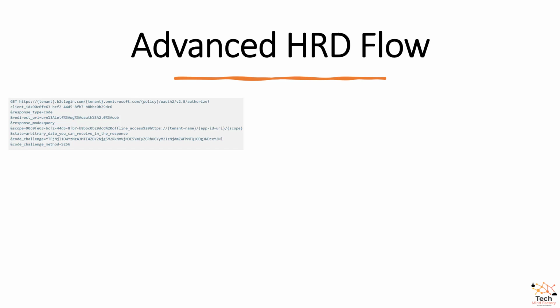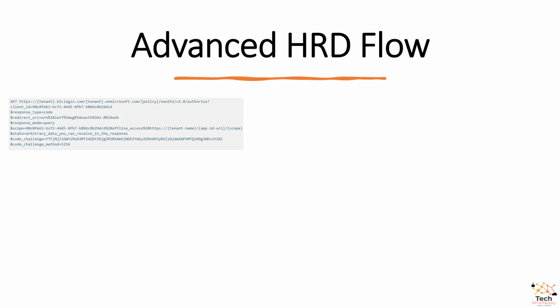In more detail, what is happening underneath here? We start with calling the authorization endpoint of the B2C, and as we can see, it's an HTTP GET. We have to provide the client ID, the response type, which is code, the redirect URI, so where the code will be returned, and the response mode, which is query, so it will be returned in the query string.